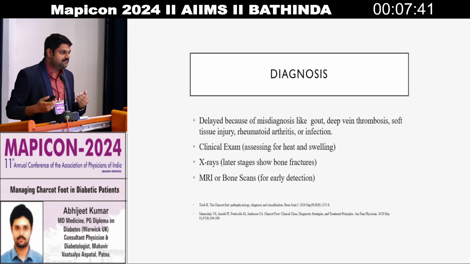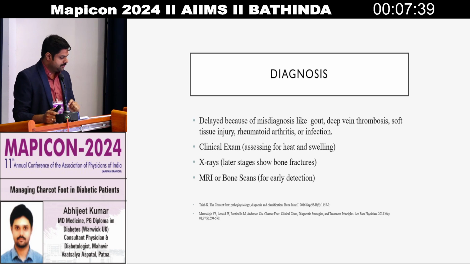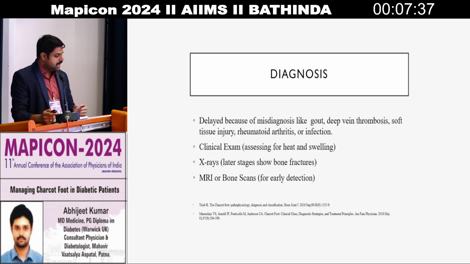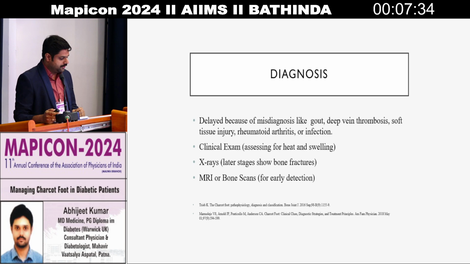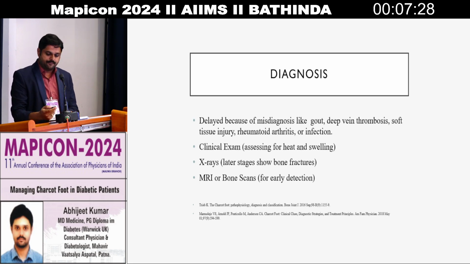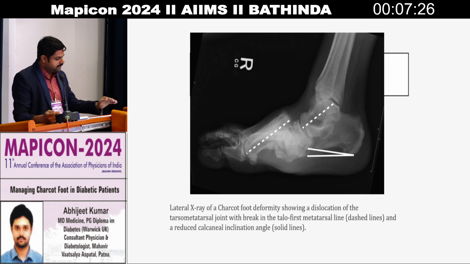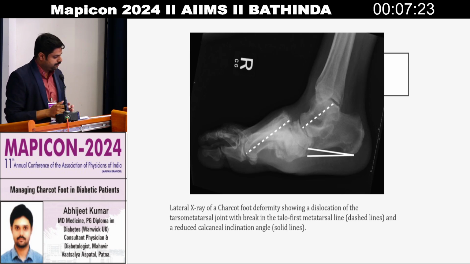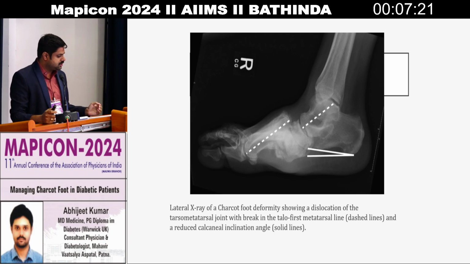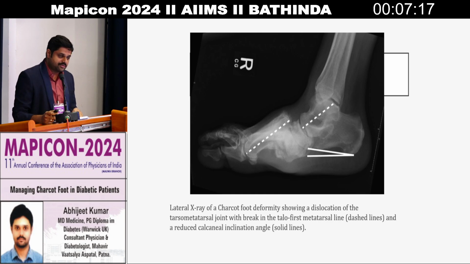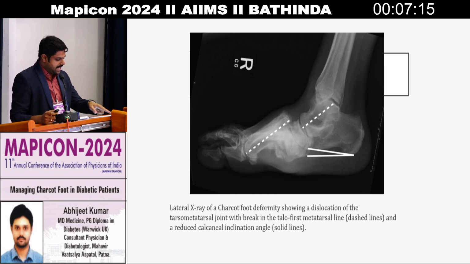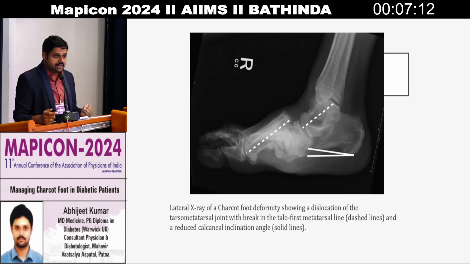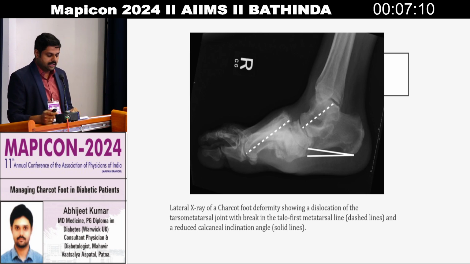X-ray is the first investigative modality which we should order in such patients. MRI and bone scans can be reserved for patients where X-ray is negative. Bone scans also help in early detection, like DEXA. So here we have a lateral X-ray of a Charcot foot deformity, which shows dislocation of the tarsometatarsal joint with a break in the talo-first metatarsal line, which is shown by the dashed lines, and a reduced calcaneal inclination angle shown by the solid lines.